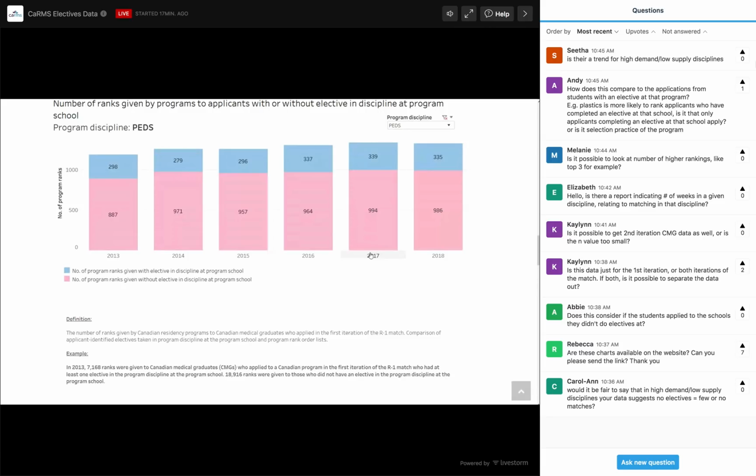And Sita is asking, is there a trend for high demand, low supply disciplines? We haven't really analyzed that, Sita, whether there's a trend or not, taking the collection of what we consider high demand disciplines and lining them all up together. But it's a good suggestion, and maybe we might do something like that for a subsequent viewing.